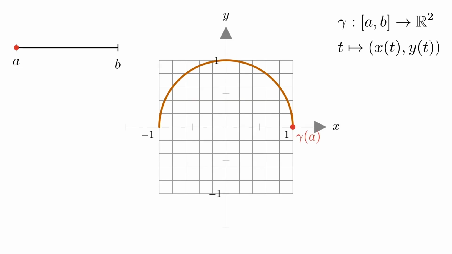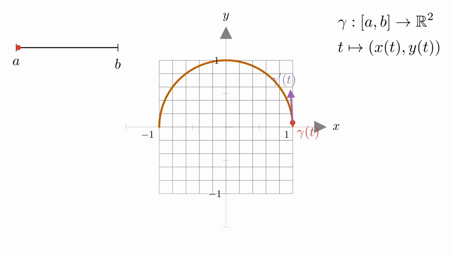When t is at the left endpoint a of the interval, we are at the starting point of the curve. When t is at the right endpoint b of the interval, we are at the endpoint of the curve. And the parametrization should be a differentiable and hence continuous function. So when t moves through the interval, the point moves continuously along the whole curve.